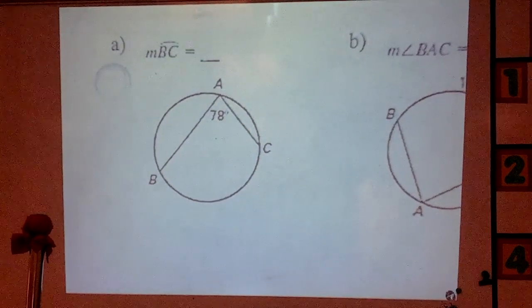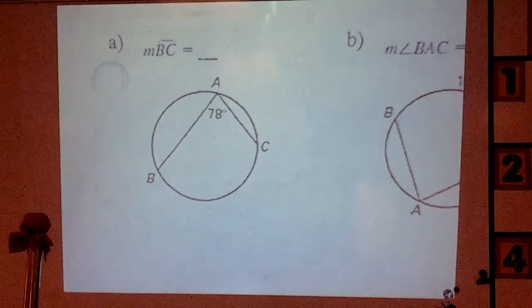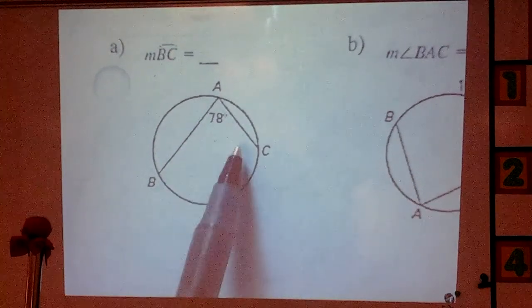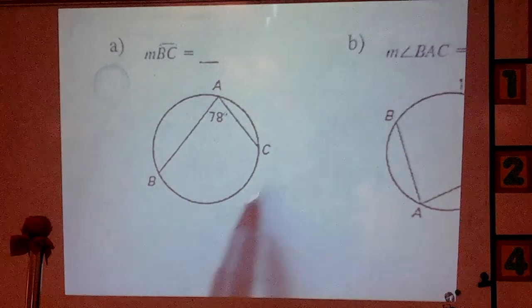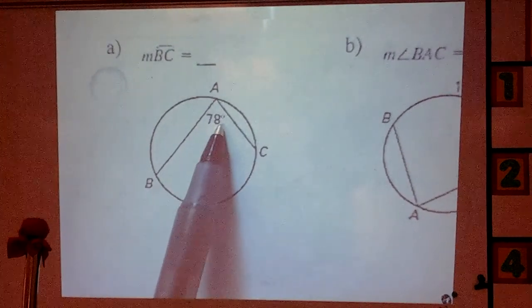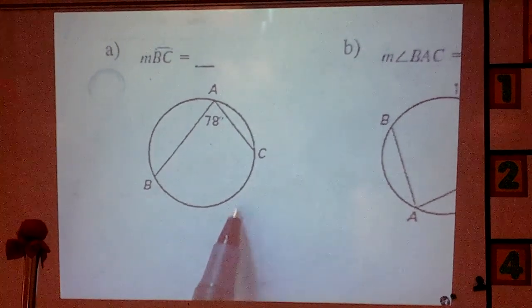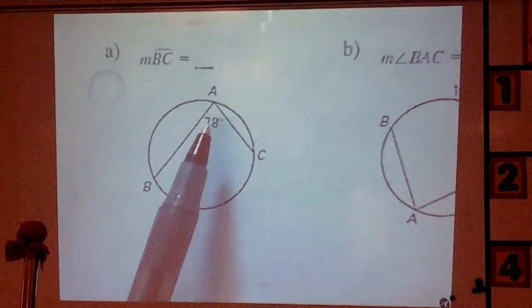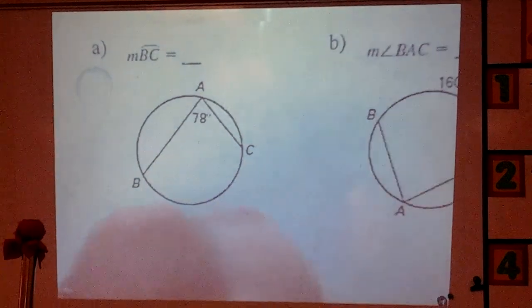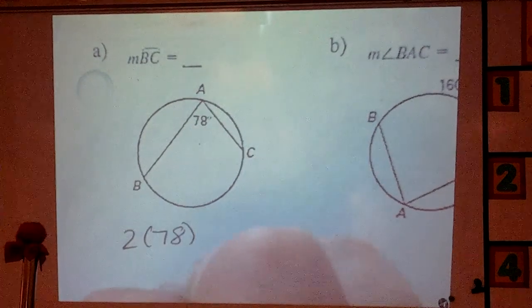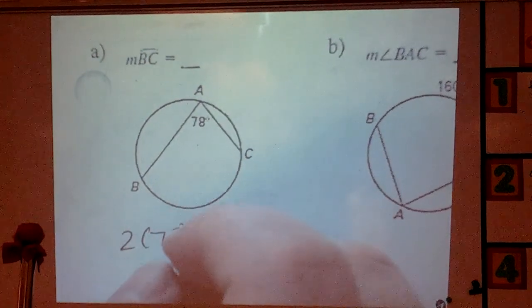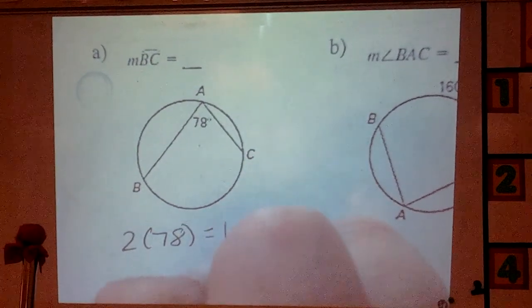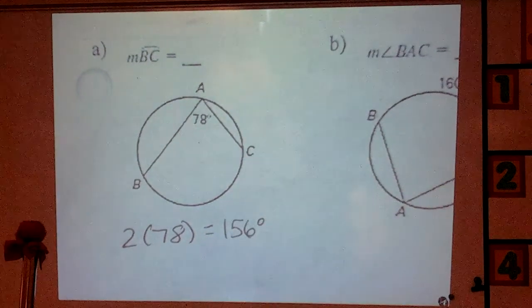Talk about inscribed angles. Inscribed angles are half of the intercepted arc. And I like to think of it as twice your angle equals your arc. So I'm given my angle here. If I double it, 2 times 78, that is going to give me the amount of my arc, 156.